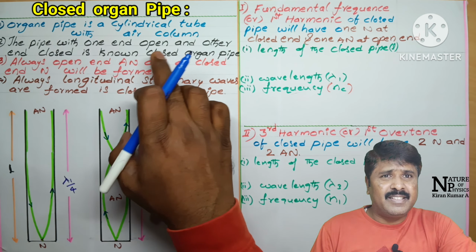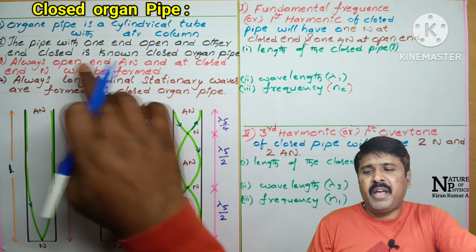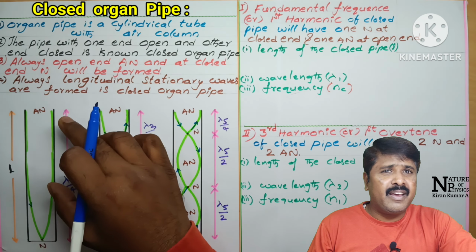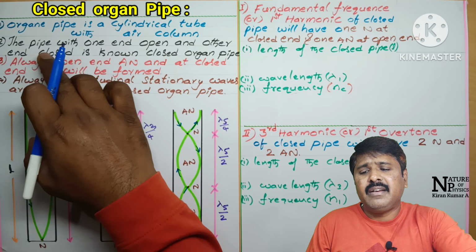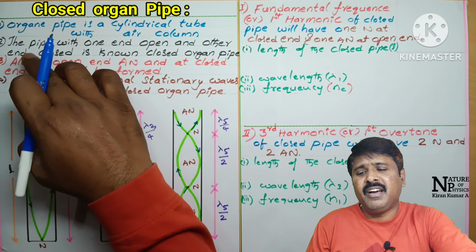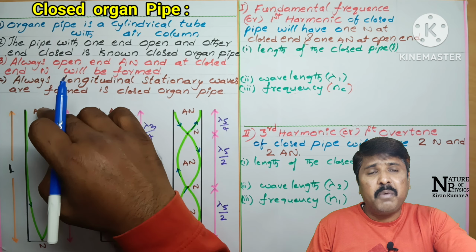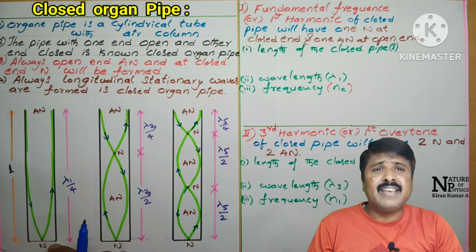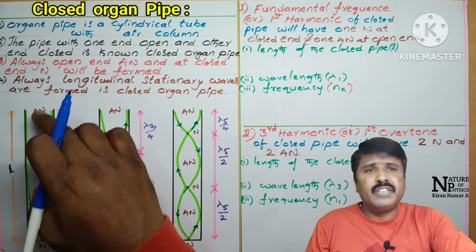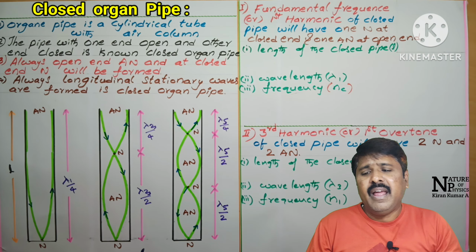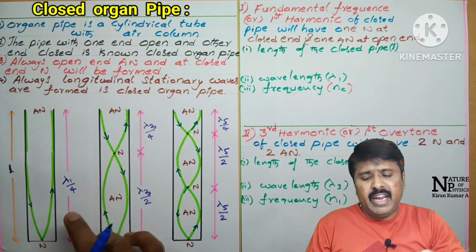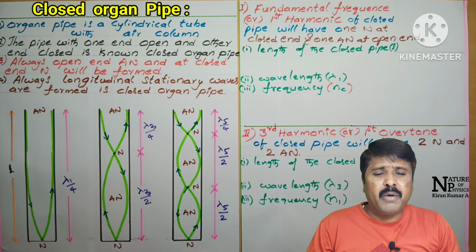First, basics about the closed organ pipe. An organ pipe is a cylindrical tube filled with an air column. The pipe with both ends open is called an open organ pipe. The pipe with one end open and the other end closed is called a closed organ pipe. In a closed organ pipe, at the open end an antinode forms, and at the closed end a node will be formed.